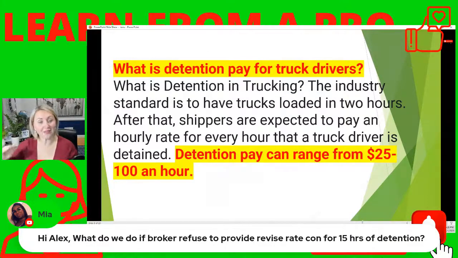Why? Because after 6-8 hours, it's already going to be considered layover. And they're going to just give you a certain amount. And we're going to talk about this. So if they're refusing to pay you, what can you do? Well, you can keep trying and asking them. It depends how much the load was.